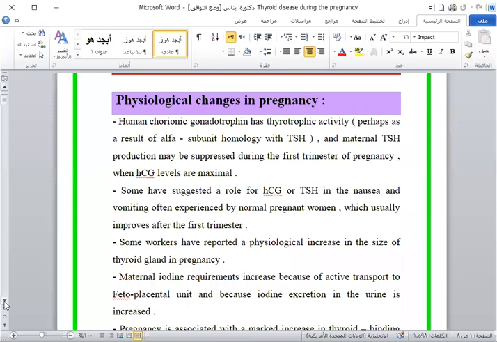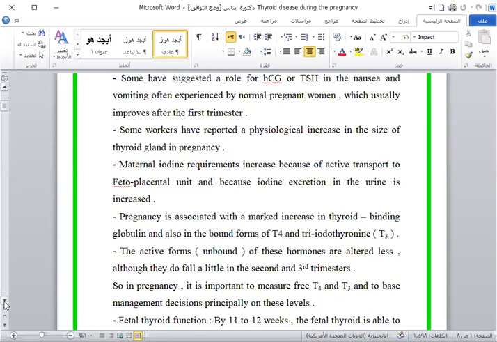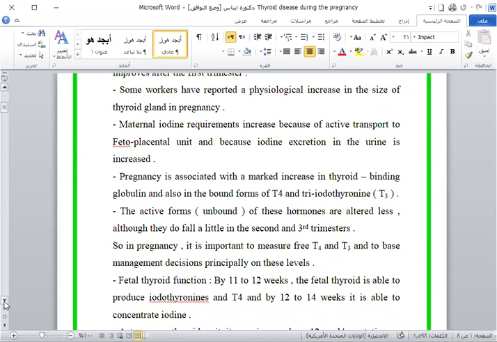Some workers have reported a physiological increase in the size of the thyroid gland in pregnancy. بعض هاي normal changes، هاي كلها normal changes. بعض الأحيان حنشوف أكو زيادة بالحجم مالت الثايرويد جلاند رغم إنه وظائفها euthyroid، يعني طبيعية لا هايبو ولا هايبر. بعض الزيادة بالحجم بالجلاند مقبول بدون normal pregnancy.